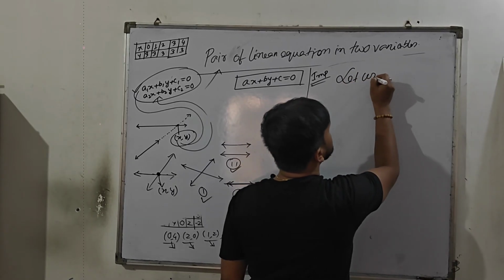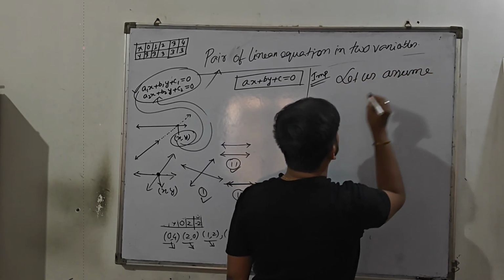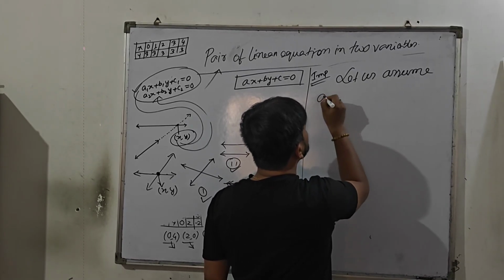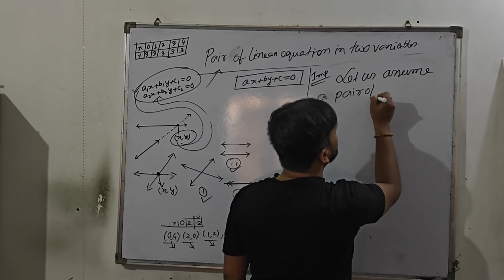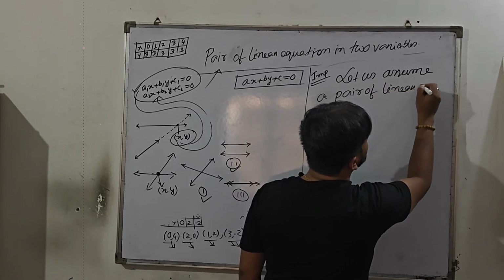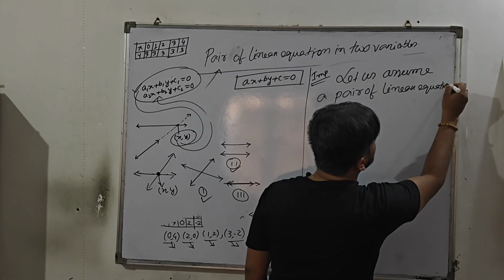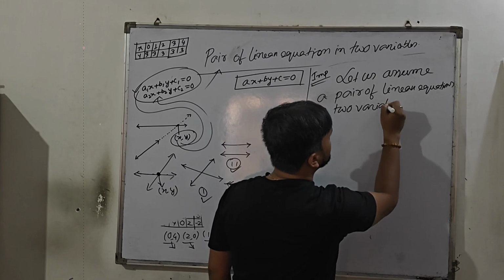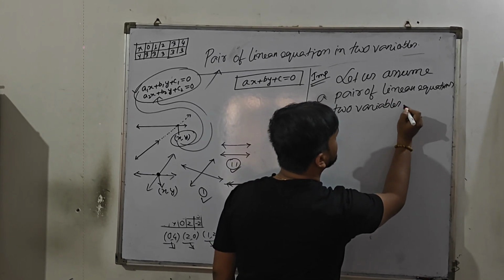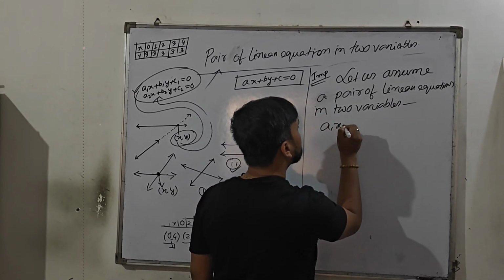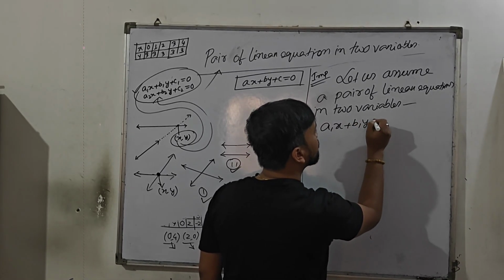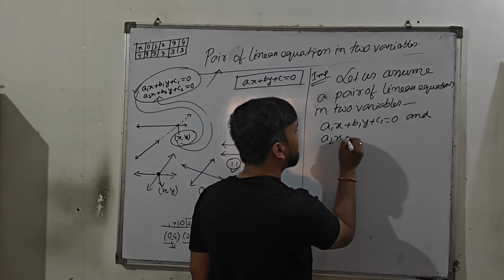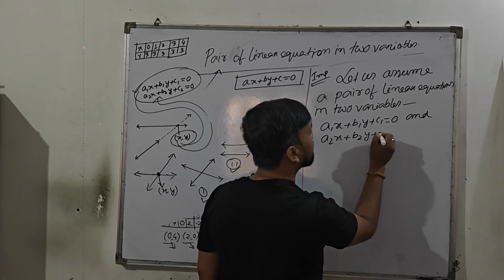Let us assume a pair of linear equations in two variables: a1x plus b1y plus c1 equals 0 and a2x plus b2y plus c2 equals 0.